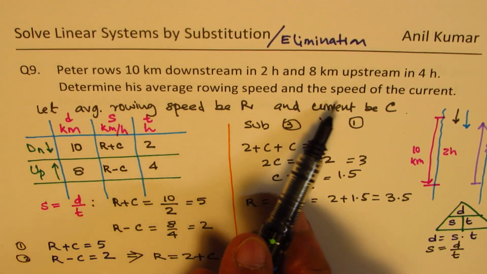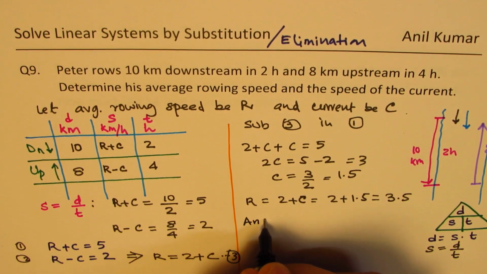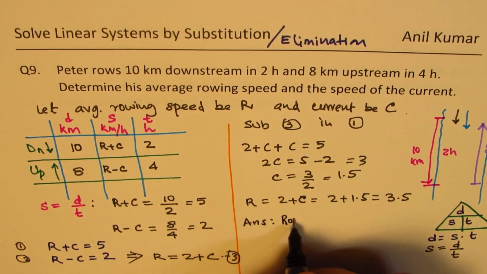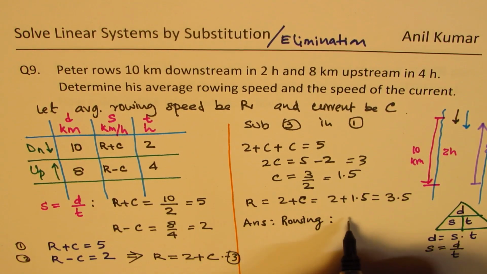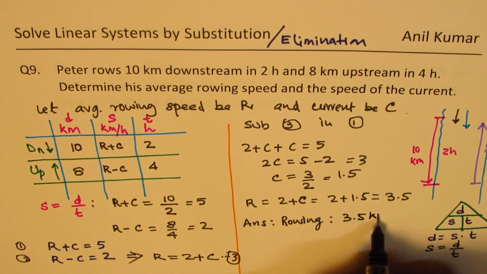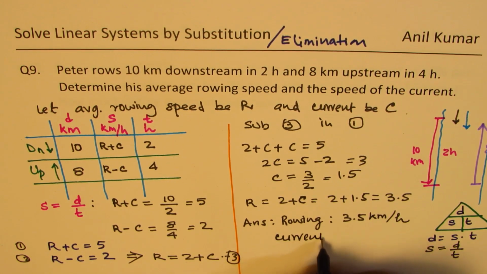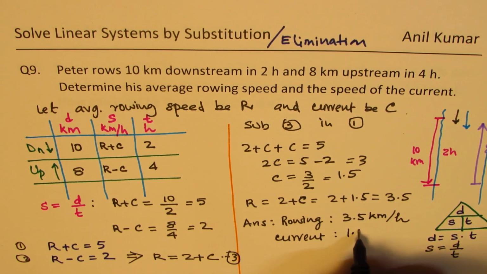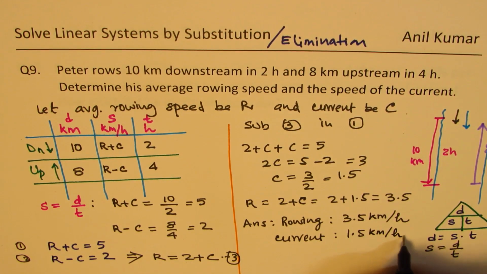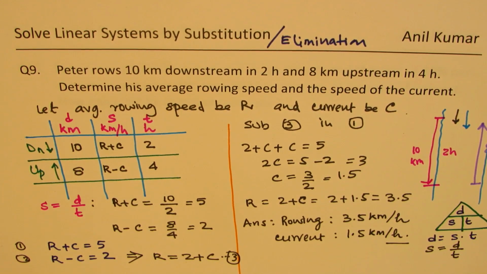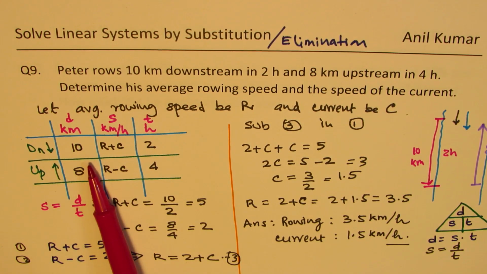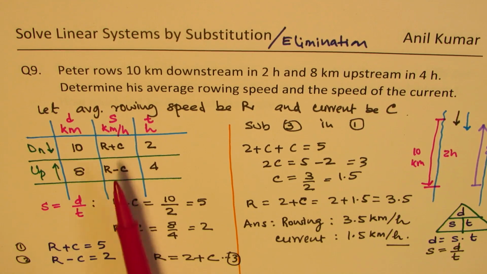Determine average rowing speed and speed of the current. We get our answer. Rowing speed is 3.5 kilometers per hour, and water current is 1.5 kilometers per hour. Is that clear to you? So that is how this question can be solved, right? So I hope that helps. This table is very versatile. It can always help you to solve any distance, speed, and time question.